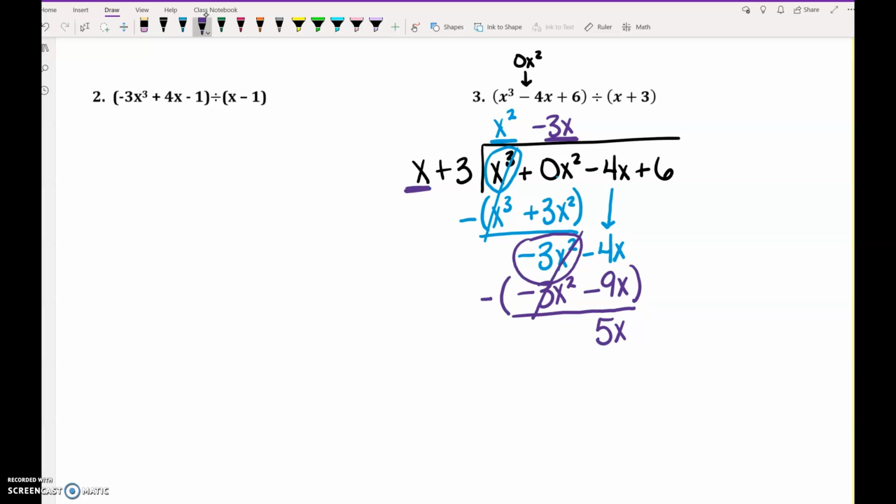So negative 4 minus negative 9, just stick that into your calculator and then you can see the 5, so it's 5x. Bring that 6 down. You're now done with the second cycle. Now we move on to the third cycle. Now I'm focusing on 5x. X times what is 5x? 5.